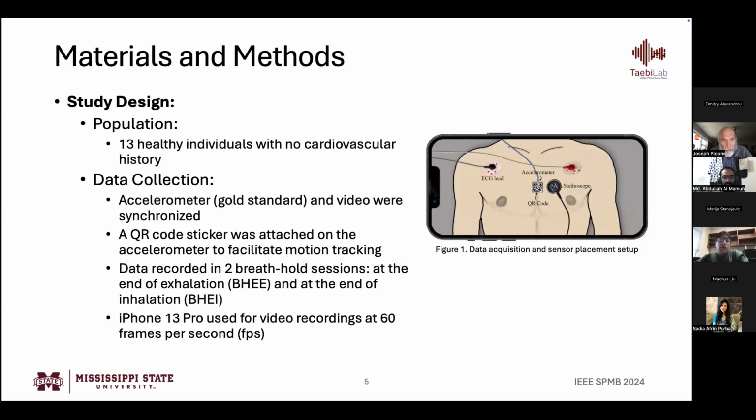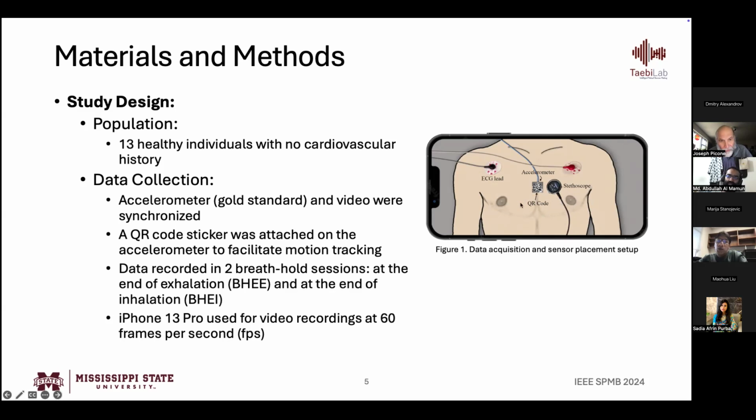Here are the materials and methods of our work. So now let's discuss how we conducted this study. For this study, we recruited 13 healthy participants with no cardiovascular disease history. In the figure, you can see the data acquisition and sensor placement setup. When we recorded the data, all subjects were positioned in a supine position, and an accelerometer was attached to the left sternal border near the fourth costal notch.